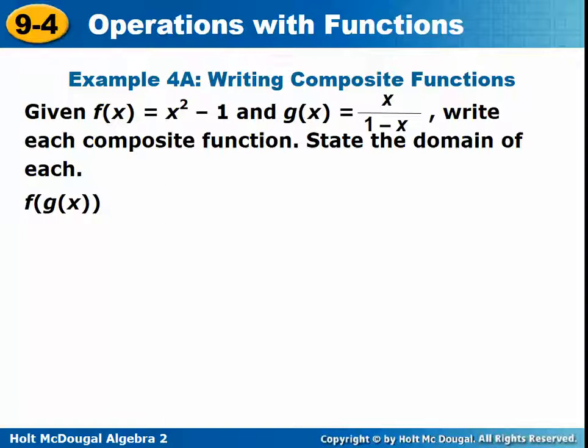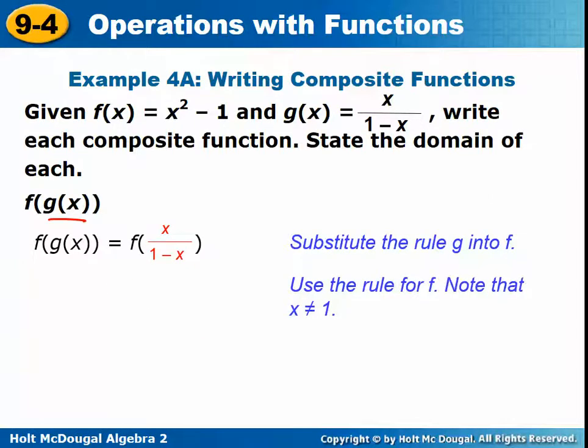Okay, so f of g of x. The first thing you do is the g of x. So the g of x is x over 1 minus x. So instead of x, I'm going to write x over 1 minus x. That's what f of x is going to be. And then f of x is x squared minus 1. So I have to take my new x, which is actually x over 1 minus x, and I have to square it and then subtract 1.